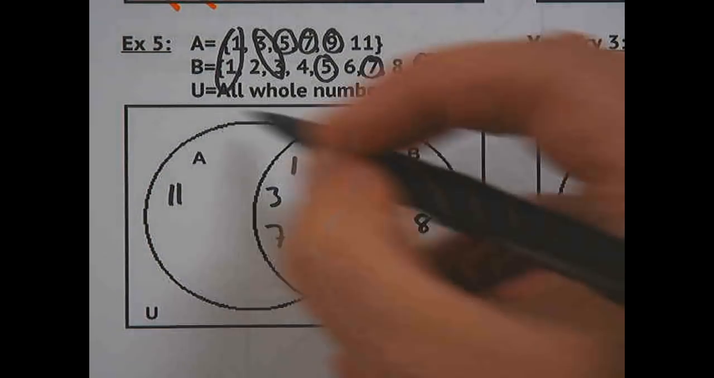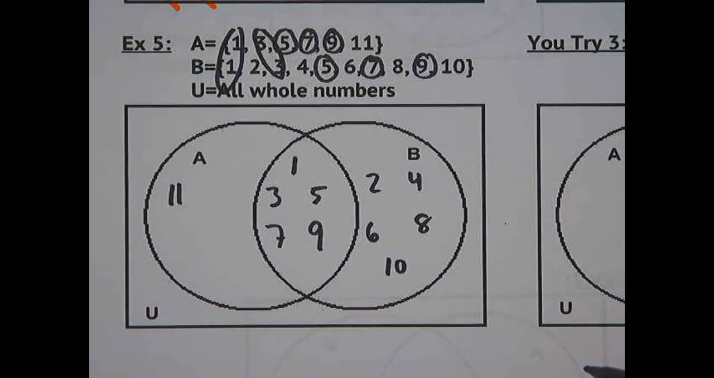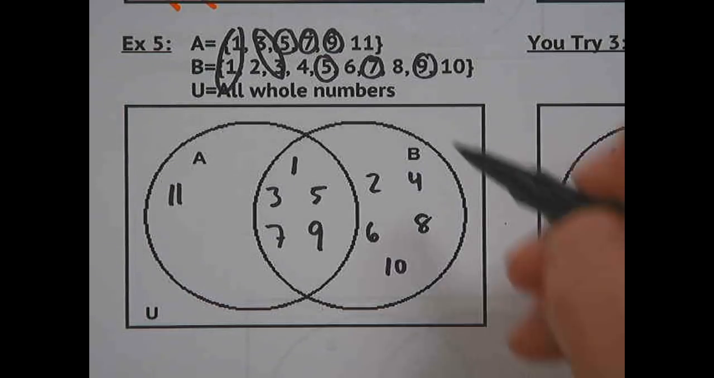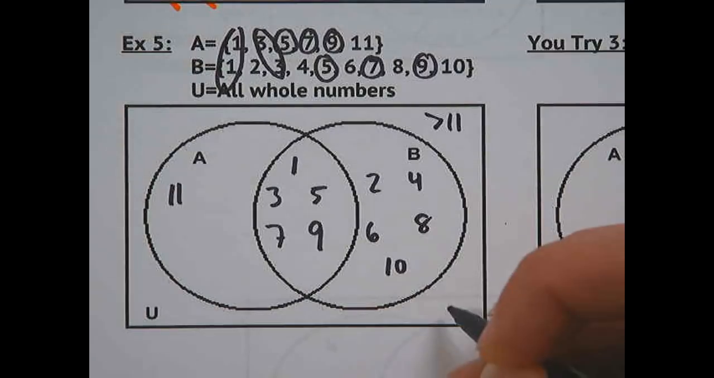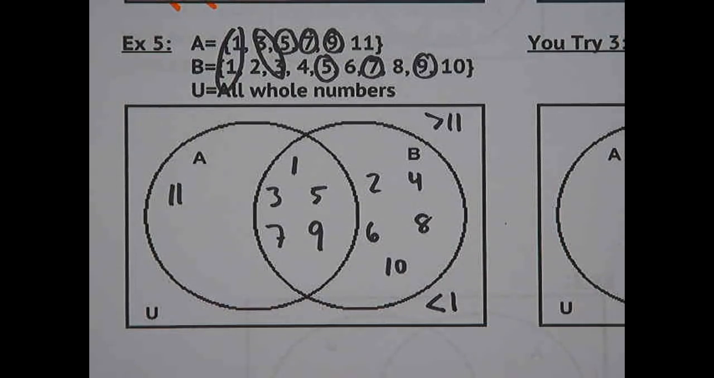All right, and then in the U space would be any whole number that's not in A or B. So that would be numbers that are bigger than 11 or smaller than 1.